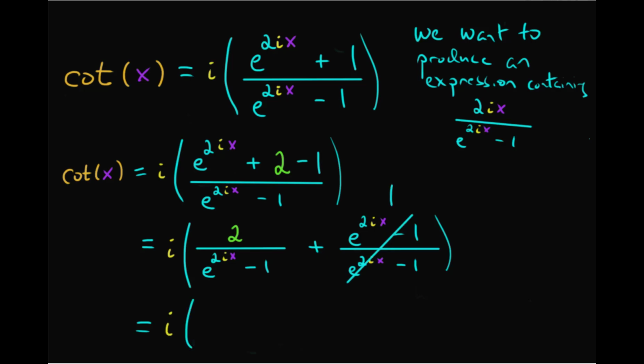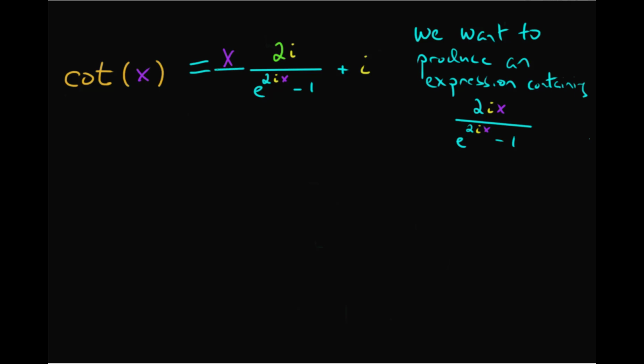So now I have cotangent of x equals i times the quantity 2 over e to the 2ix minus 1 plus 1. Now I can multiply through by i, and I get that this equals 2i over e to the 2ix minus 1 plus i. Now we're getting very close to our goal. All I have to do is multiply that first term there by a creative form of 1. I'll multiply it by x over x, and I get that cotangent of x, bringing in that x into the numerator there, equals 1 over x times 2ix over e to the 2ix minus 1 plus i.